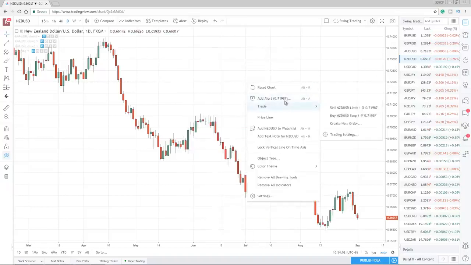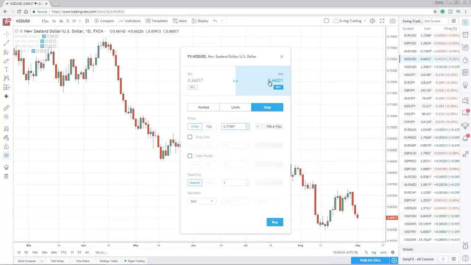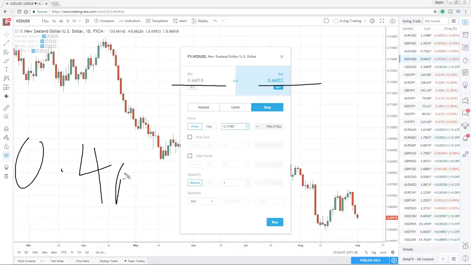Let's say right now I want to buy New Zealand dollar. You're buying at the ask. As you can see right now, the bid ask spread on New Zealand dollars, you just take this one minus this one, is 0.4 pips. So this is the bid ask spread.